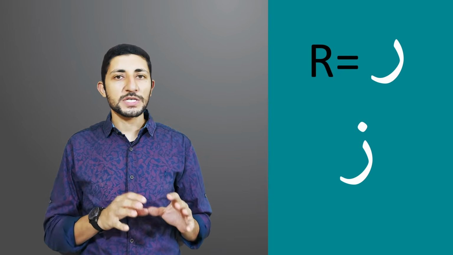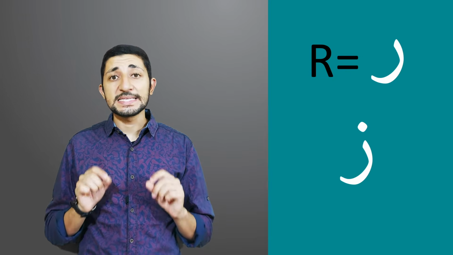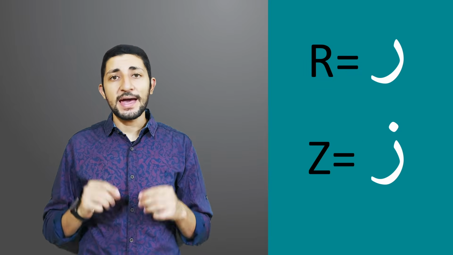The next group contains these two letters. Both of them are easy and have equivalent sounds in English. The first one, ra, normal R sound in English. While the second one, za, z sound. And with this one, I never bring my tongue out of the mouth, za.